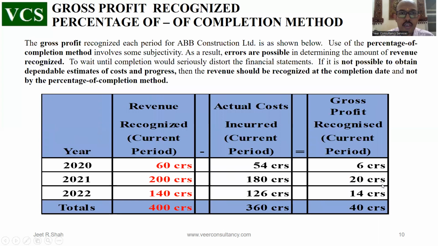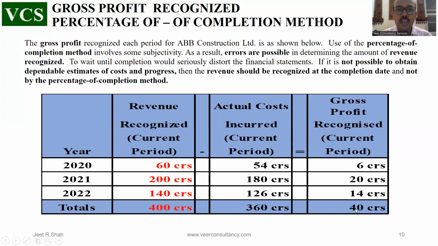The gross profit recognized each period by ABB Limited is shown as below. So over here we have revenue recognized in the current period, as in this slide, was 60, 200 and 140. So total revenue that we are going to recognize is 400 crores. Actual cost is 54, 180, 126. So when you do 60 sales or revenue minus 54 cost, you get 6 crores as gross profit. Similarly over here, 200 crores minus 180 crores, 20 crores is profit. So total comes to 400 crores.